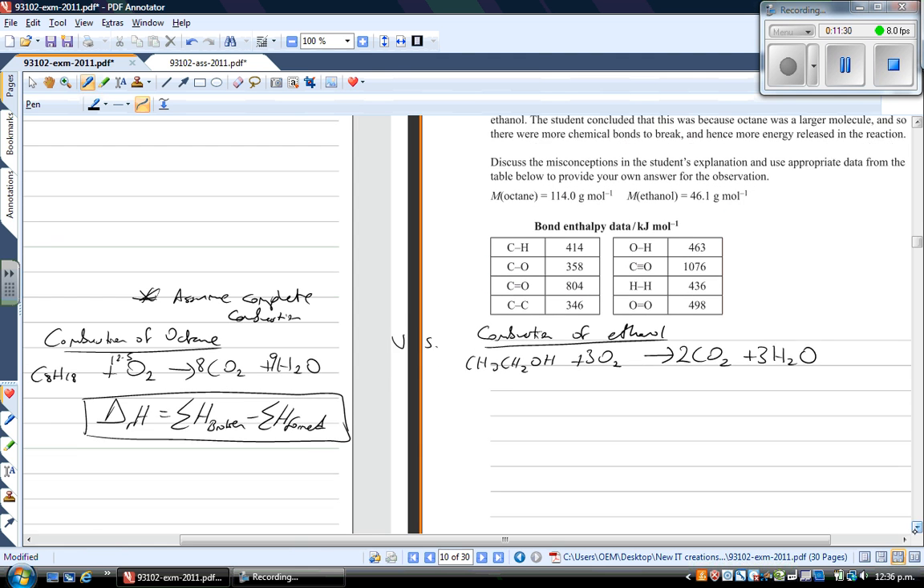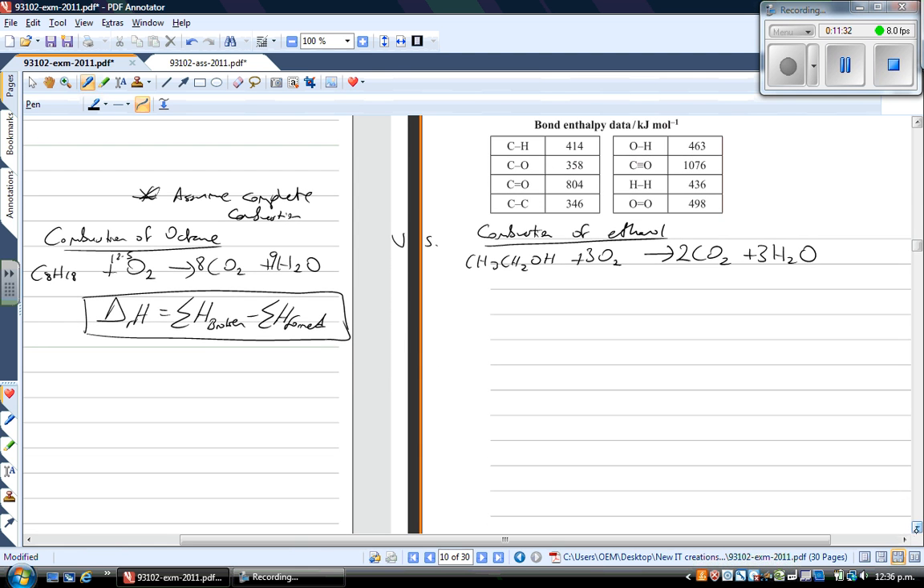I'm going to scroll down a bit here. So we now have to draw out these molecules. I always tell my students to take the condensed formula and turn it into a structural formula, so you can clearly see the bonds that are all being broken. So we have 8 carbons in a row: 1, 2, 3, 4, 5, 6, 7, 8. Put all your hydrogens on there.